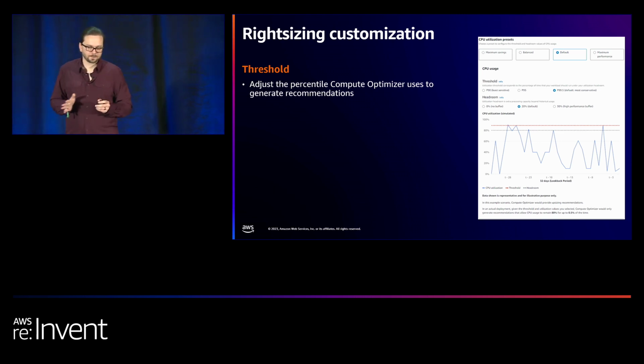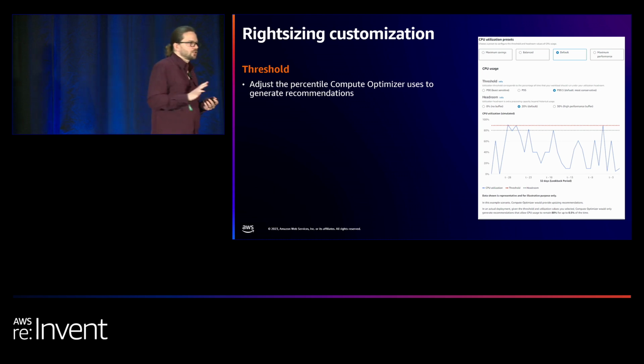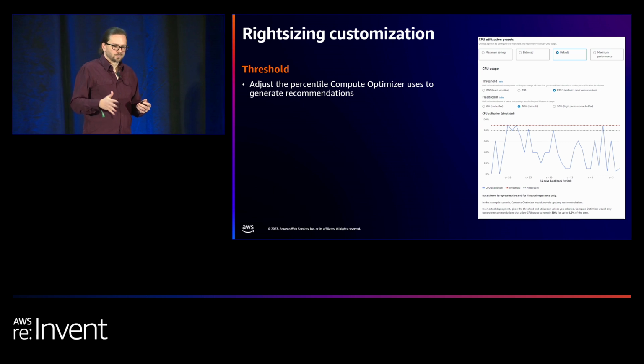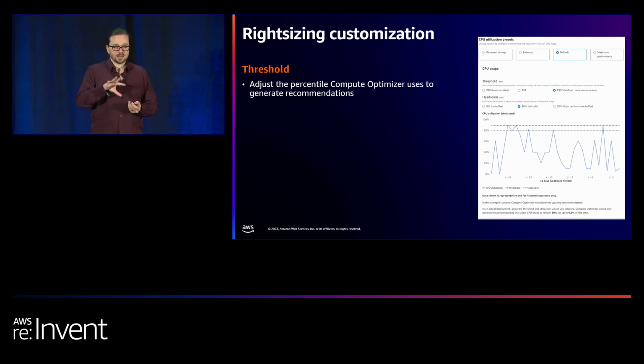So that's threshold. We also have headroom. So our recommendations have always had an extra kind of buffer or added capacity in them, just in case future utilization climbs way past what we saw in the last 32 days or whatever your look back period is. Now we're exposing what this number is. We have, by default, a 20% extra headroom baked into all the recommendations. So anytime you see a Compute Optimizer right size recommendation, there's an extra 20% capacity added into it.